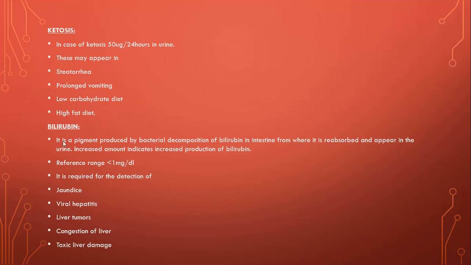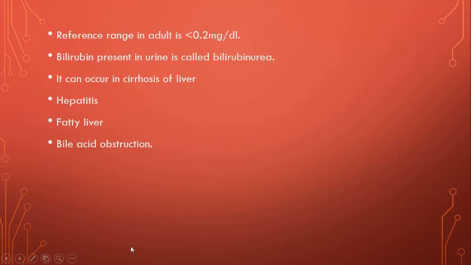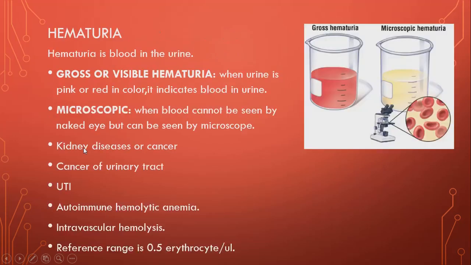So the reference range is less than 1 milligram per deciliter, and it is required for the detection of jaundice, viral hepatitis, liver tumors, congestion of liver, toxic liver damage. Reference range in adults is less than 0.2 milligrams per deciliter, which is the normal range. The bilirubin present in urine is called bilirubinuria, and it can occur in cirrhosis of liver, hepatitis, fatty liver, and bile acid production.